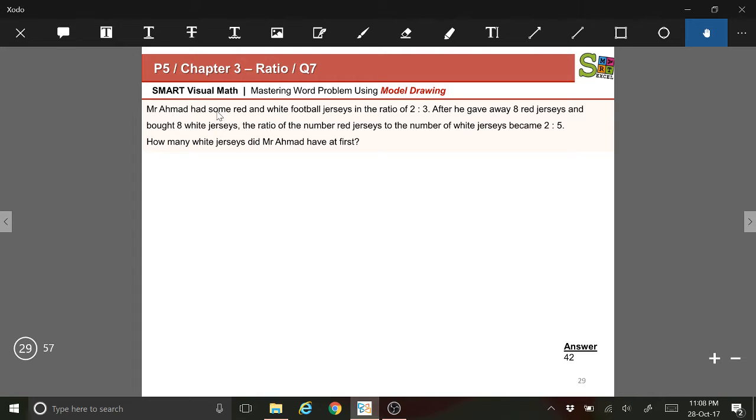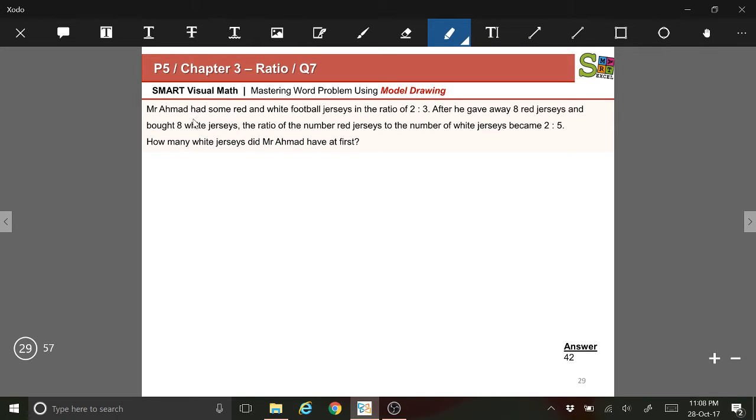Mr. Ahmad had some red and white football jerseys in the ratio of 2:3. After he gave away 8 red jerseys and bought 8 white jerseys, the ratio of the number of red jerseys to the number of white jerseys became 2:5. How many white jerseys did Mr. Ahmad have at first? Alright, so we're gonna go for our second reading now.